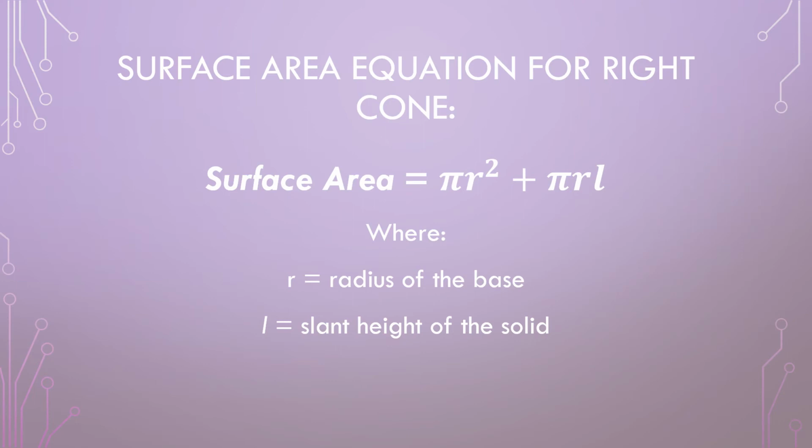So we have pi r squared plus pi r l. R is the radius of the base. You guys should know radius. And then L is the slant height of the solid. So again, if you need to pause that and write it down, go ahead and do that.